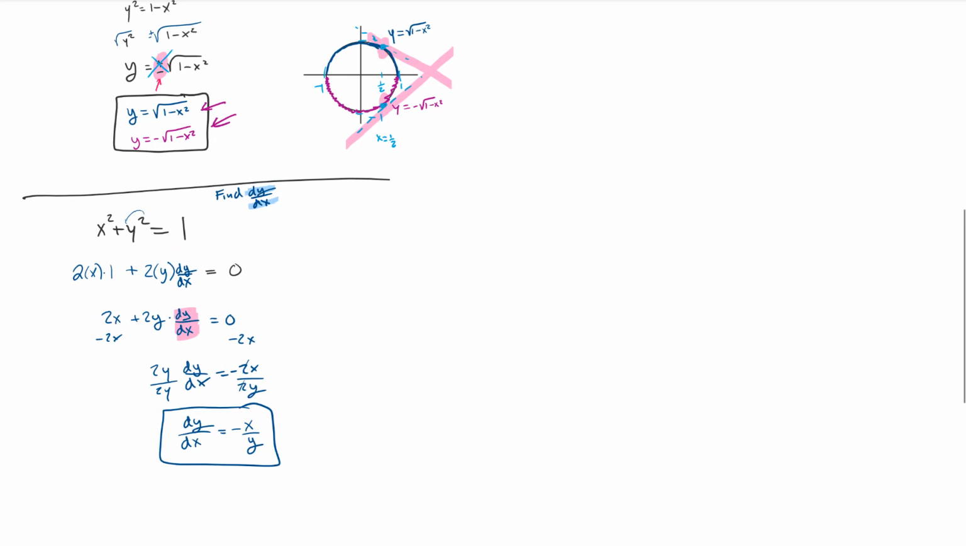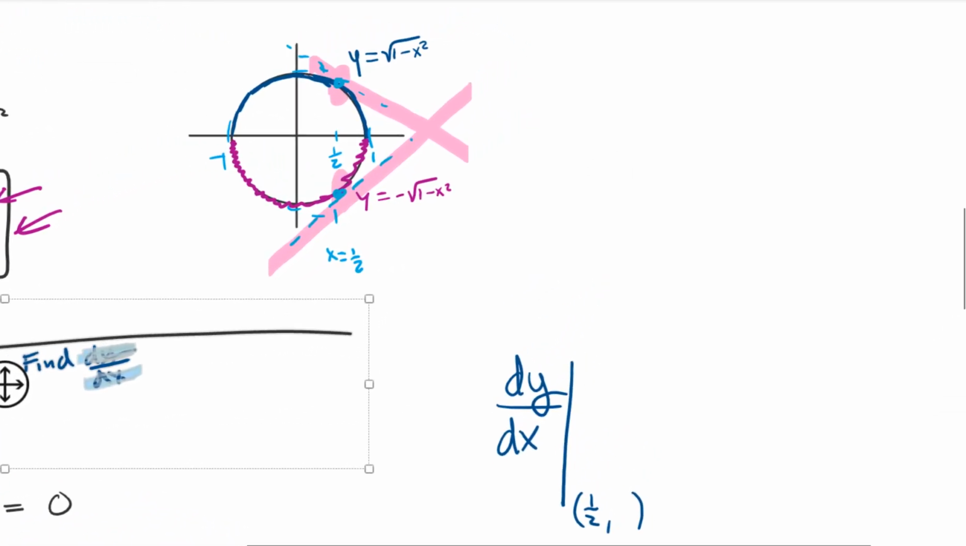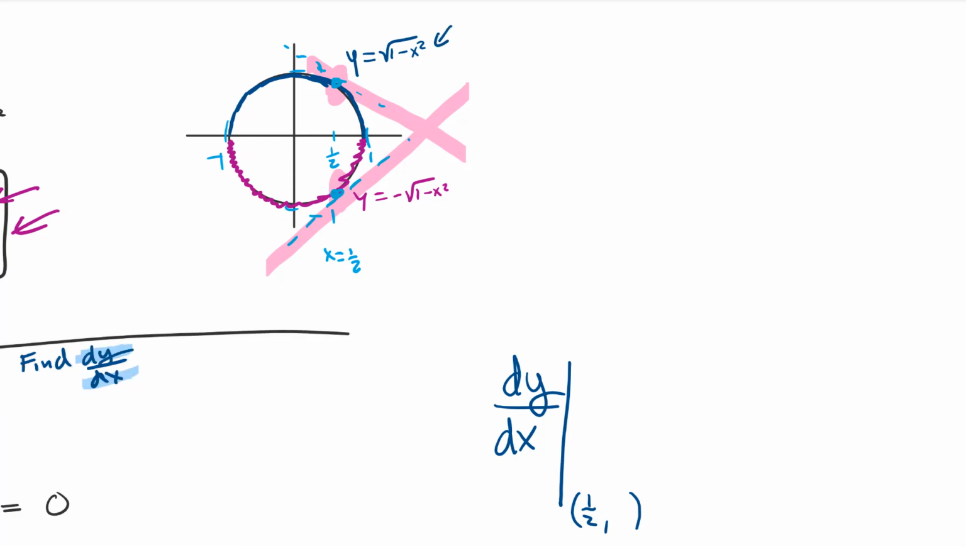So let's take a look. Let's find it, and let's use this notation for what we just worked with. We want to find the derivative of y with respect to x. And now I can't write x equals. I actually have to give you an ordered pair, an x and a y. So how about 1/2? And what would be the other y value? Let's go with the positive one first.